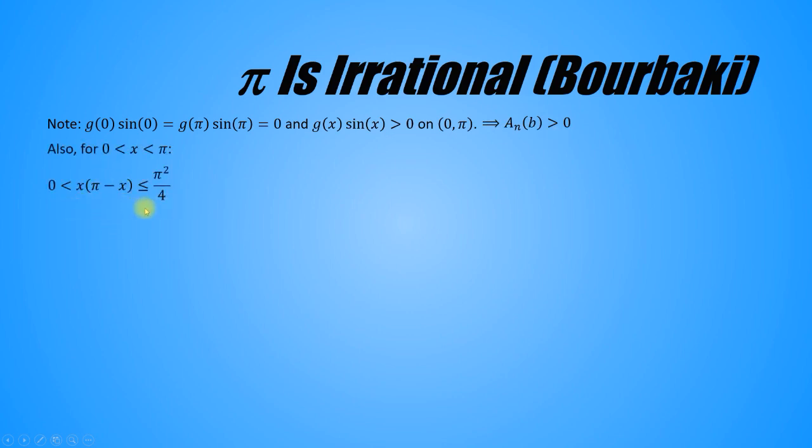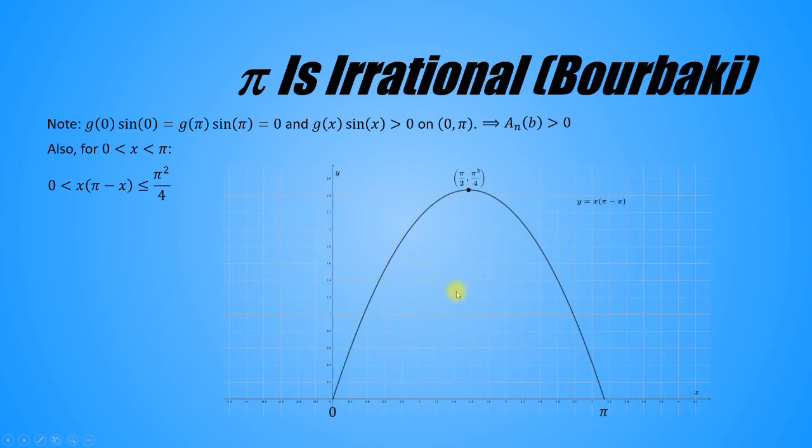How do I know that? Well, here's how. If you graph y equals x times pi minus x, you get this concave downward parabola, whose vertex is at pi over 2, pi squared over 4. And so, consequently, all the values of this expression here are less than or equal to pi squared over 4. Now, what we're going to do next is build up the integrand in the middle member of this inequality so that we can put bounds on it.